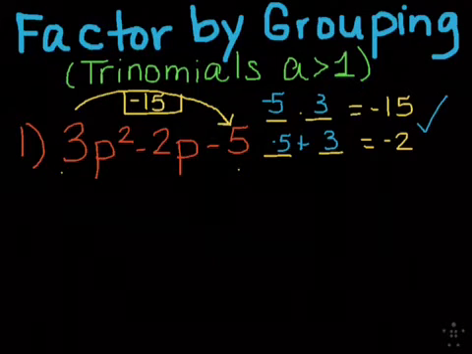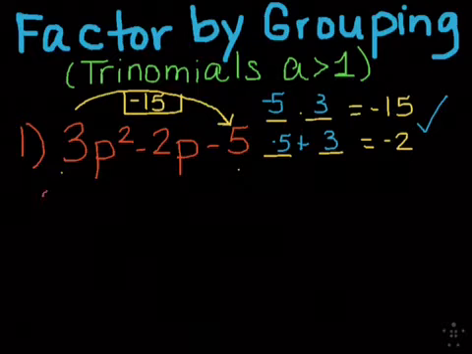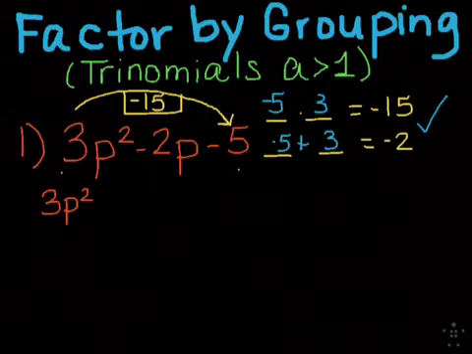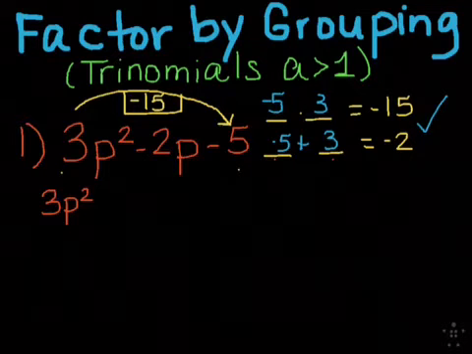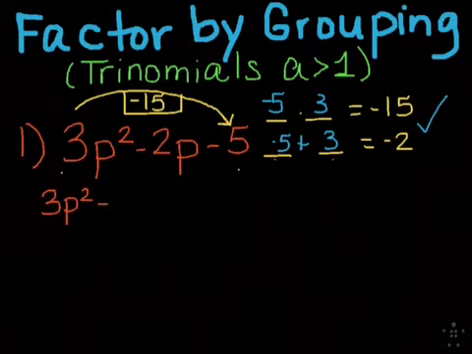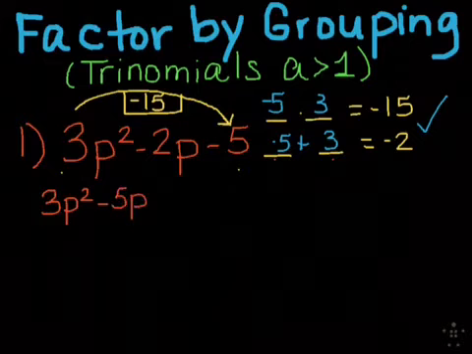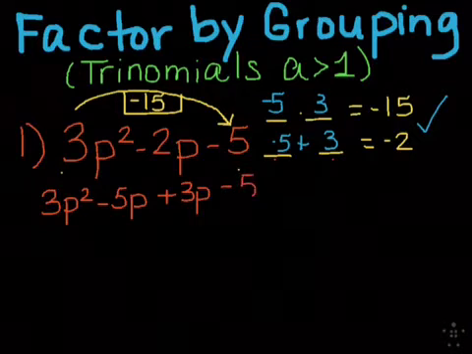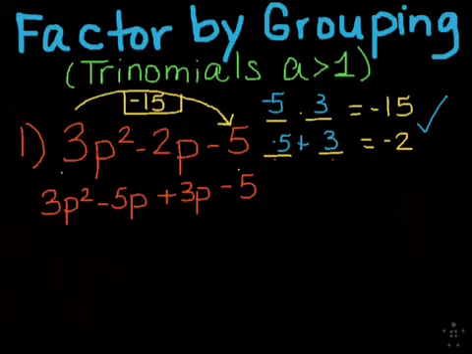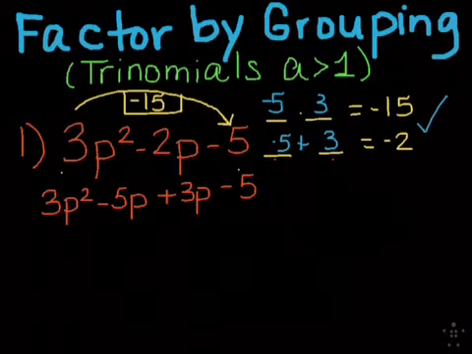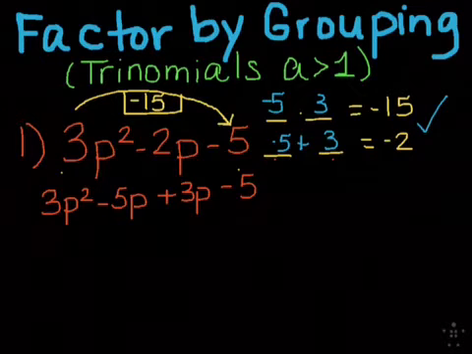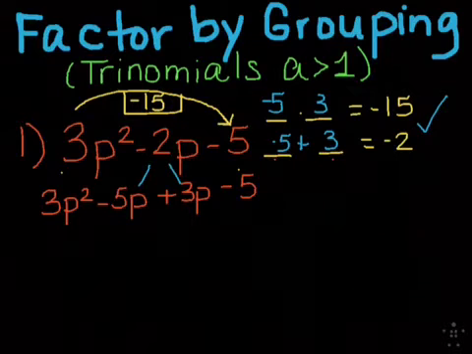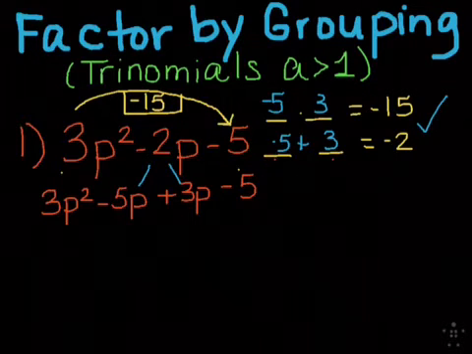I'm going to take those numbers I got here. So I write down 3p squared. I'm going to insert these values into my expression: negative 5p plus 3p minus 5. These two here are basically where I broke down or expanded negative 2 to show that these two combine to give me negative 2.